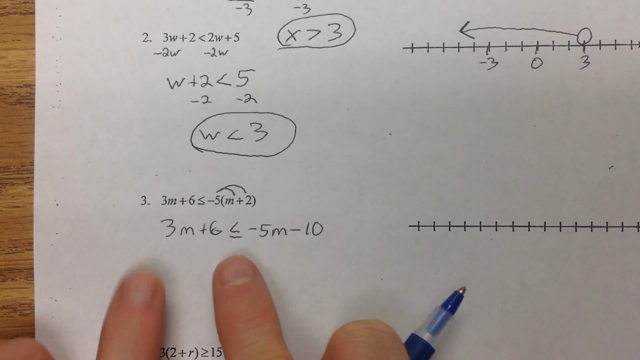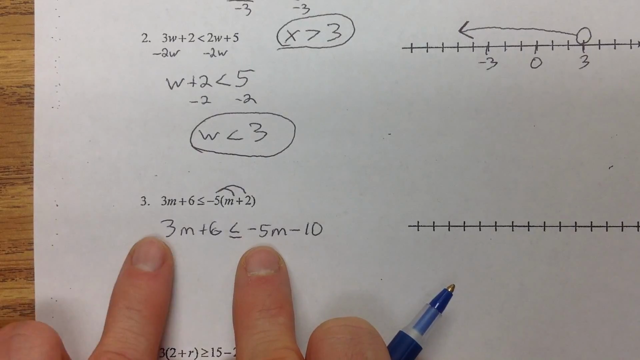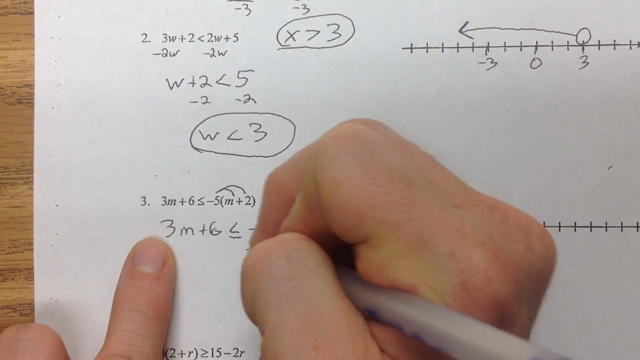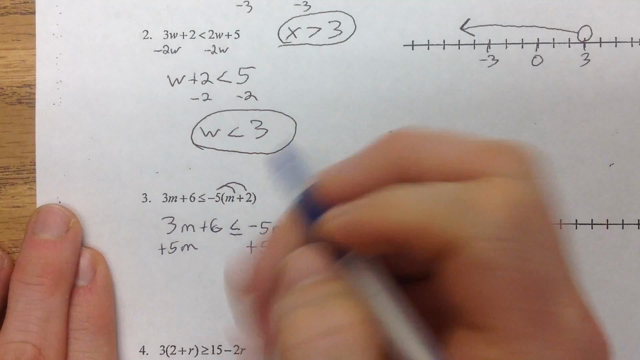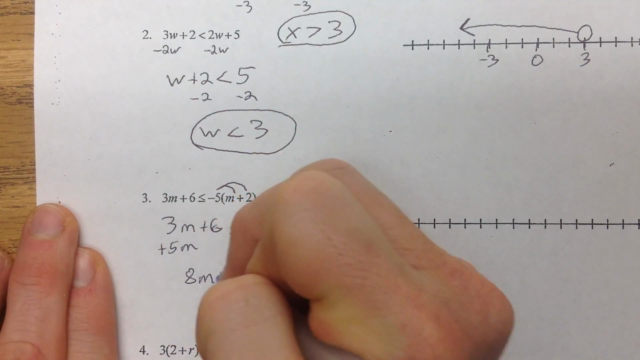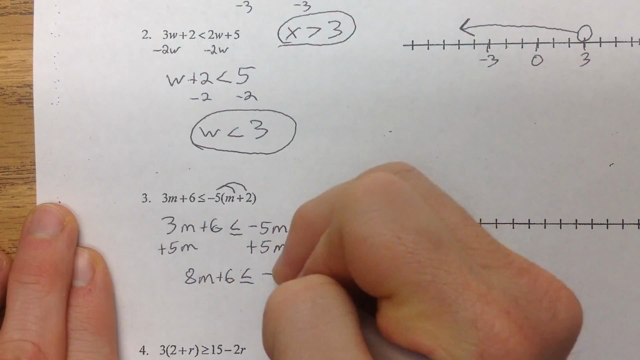Okay. Variables on both sides. We're generally going to move the smaller variable, avoiding negatives whenever possible, because with inequalities, it's just one more thing you have to remember. So plus 5m, plus 5m. 8m plus 6 is less than or equal to negative 10.